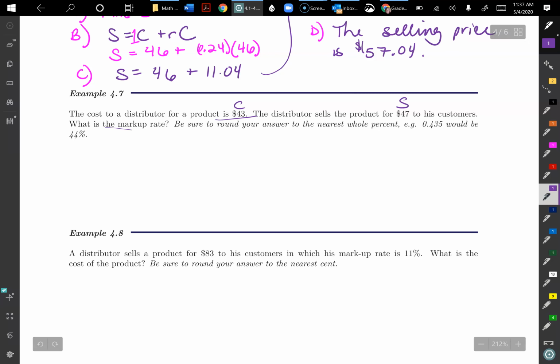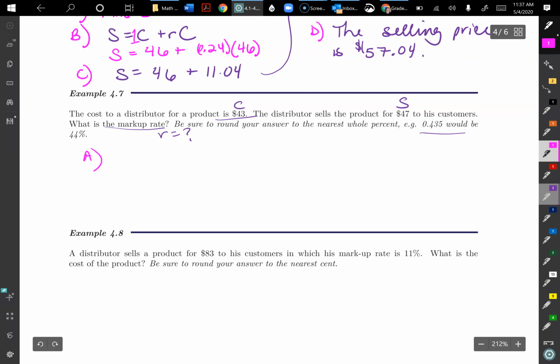What is the markup rate? That's what we're trying to find, R, so we can put a little question mark. Make sure that once you find it as a decimal, you convert it to a percent. And you would round, so go out 3 places and round off in the end. We're going to use that same formula, but we're finding R. So we're going to write it like this.